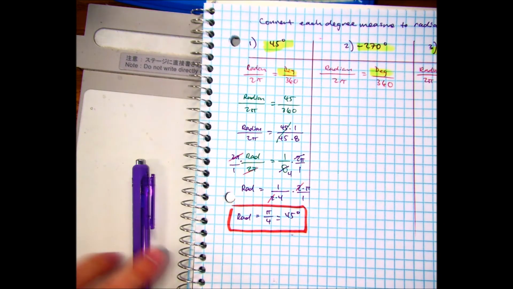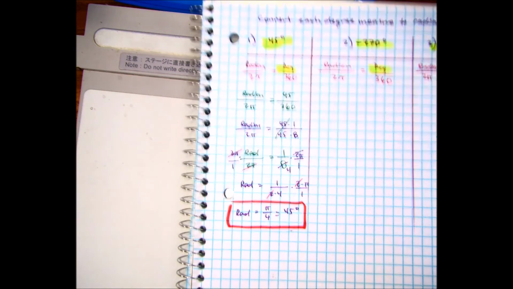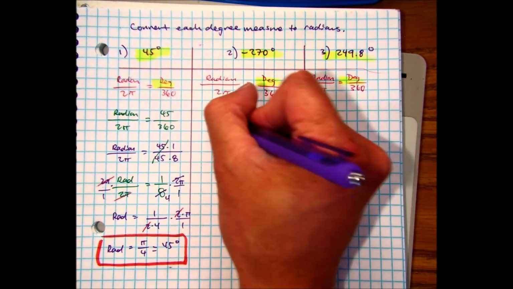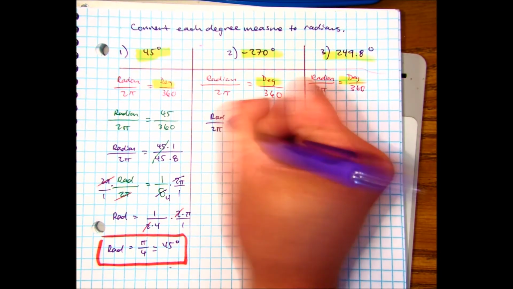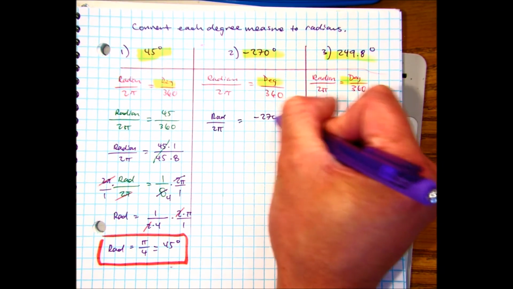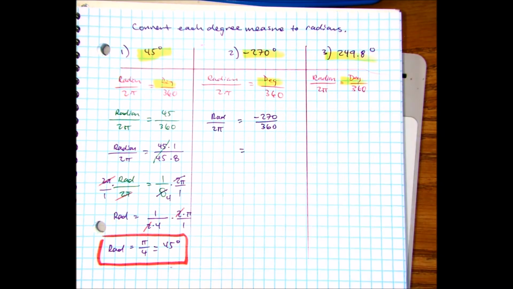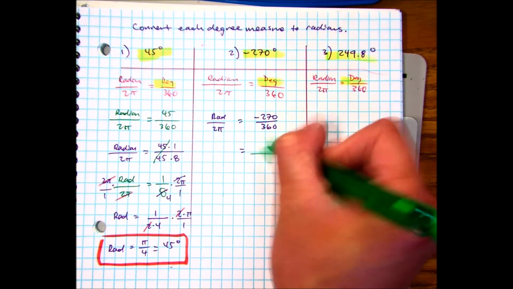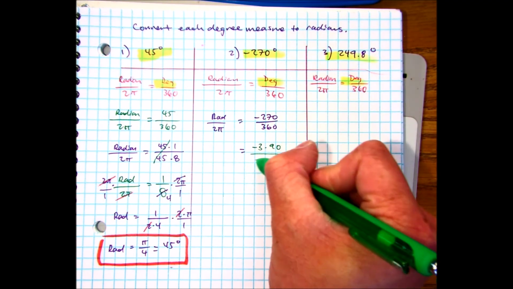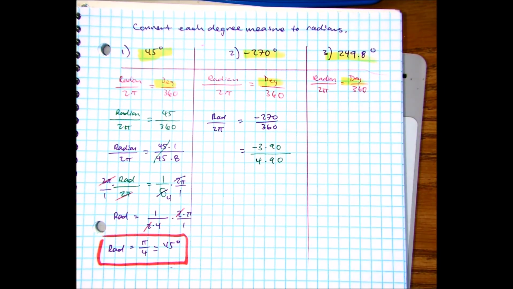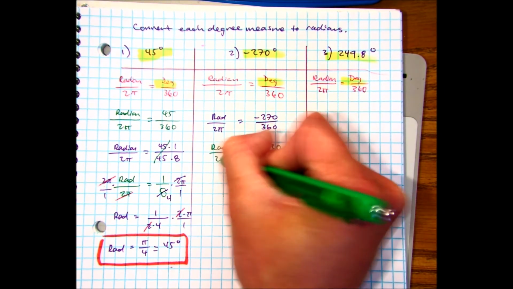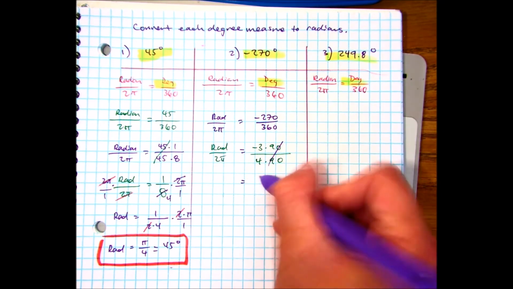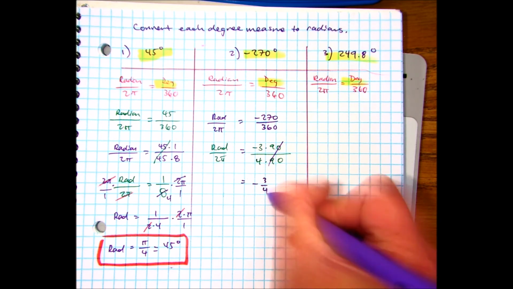Let's do the same thing for negative 270 degrees. Now some students are asking me, is it possible to have an angle that's negative? Yes, it is. So radian over 2 pi equals negative 270 over 360. I used 90 as my greatest common factor, so negative 3 times 90 over 4 times 90. And over here I have radian over 2 pi. 90s cancel. You get negative 3/4 on this side.